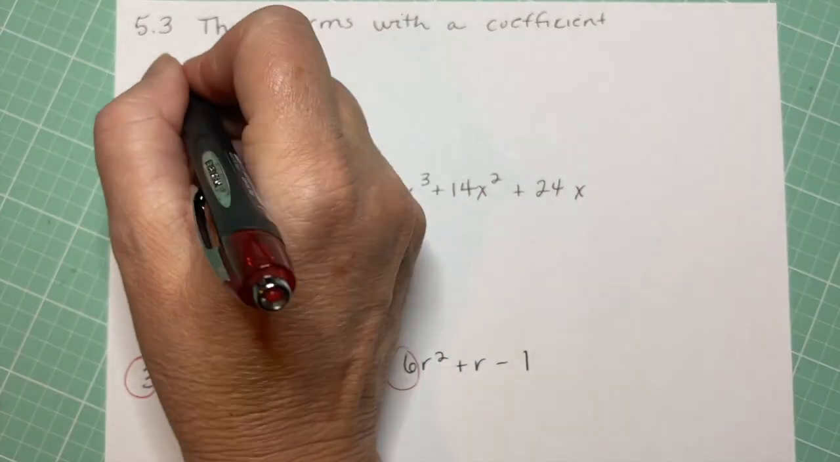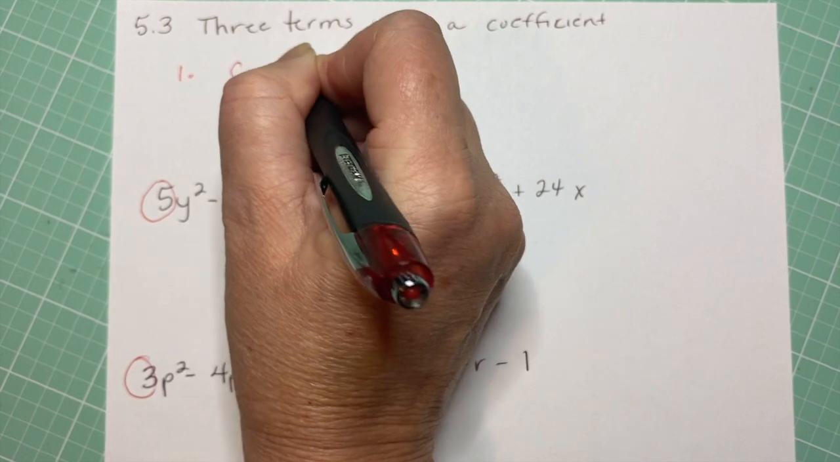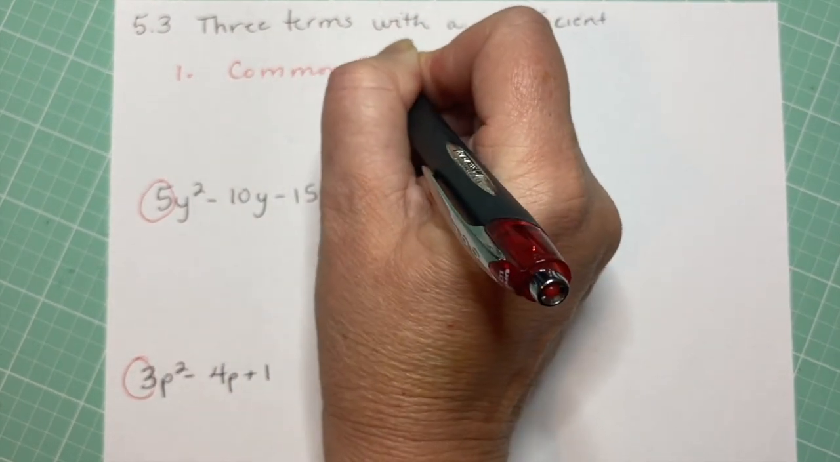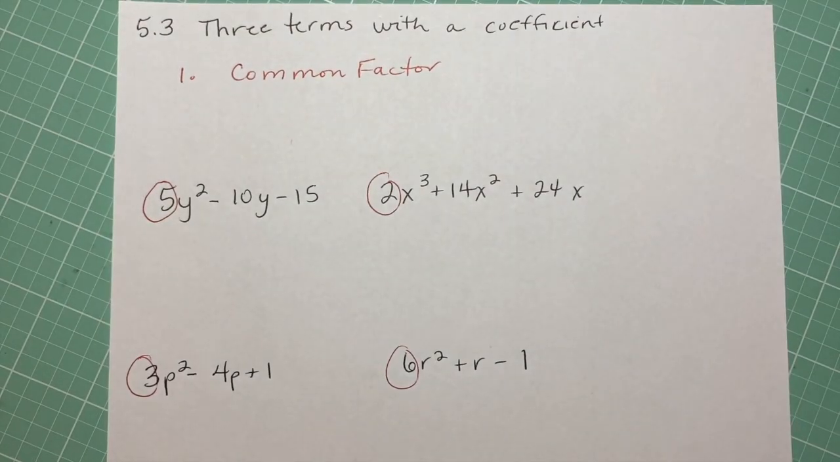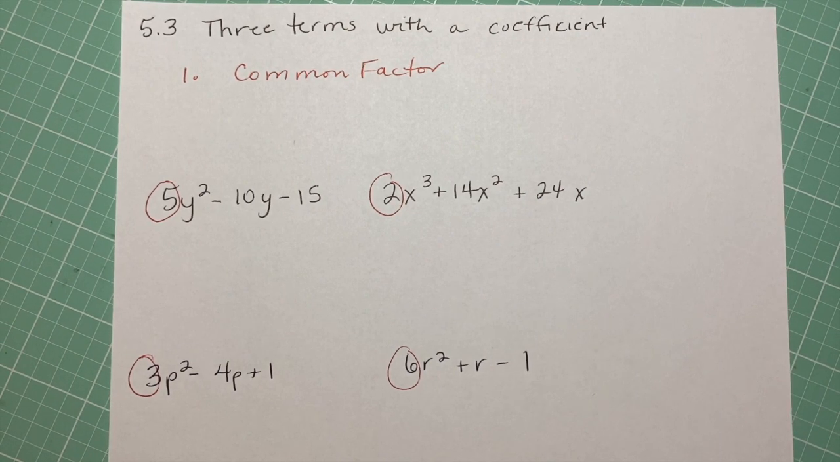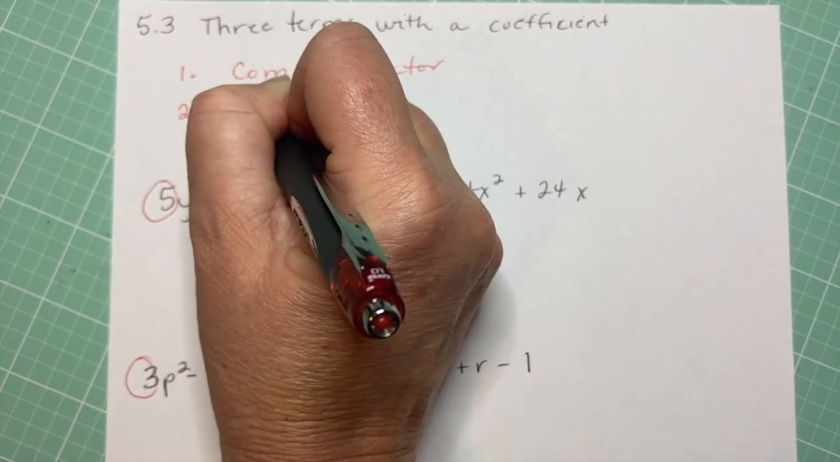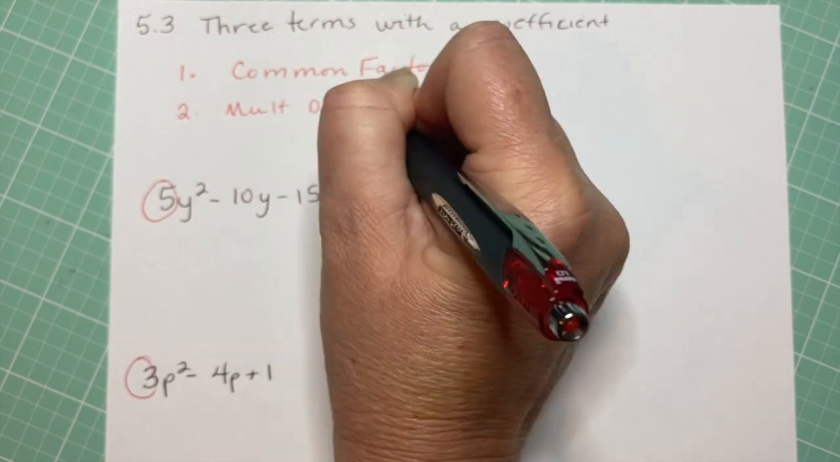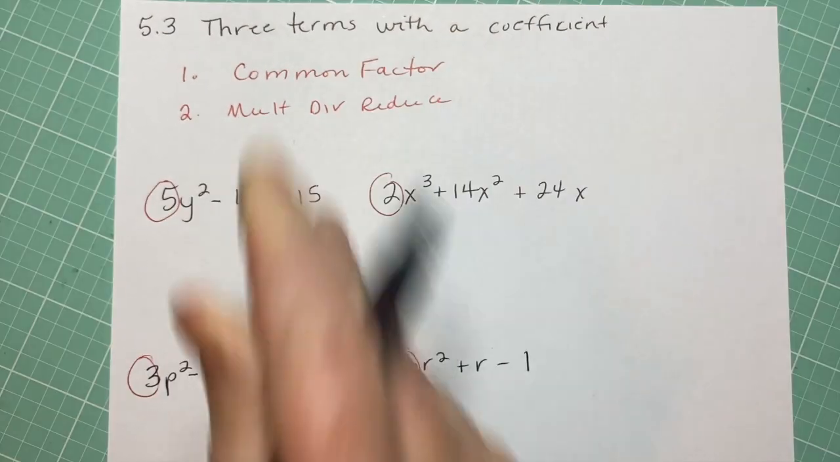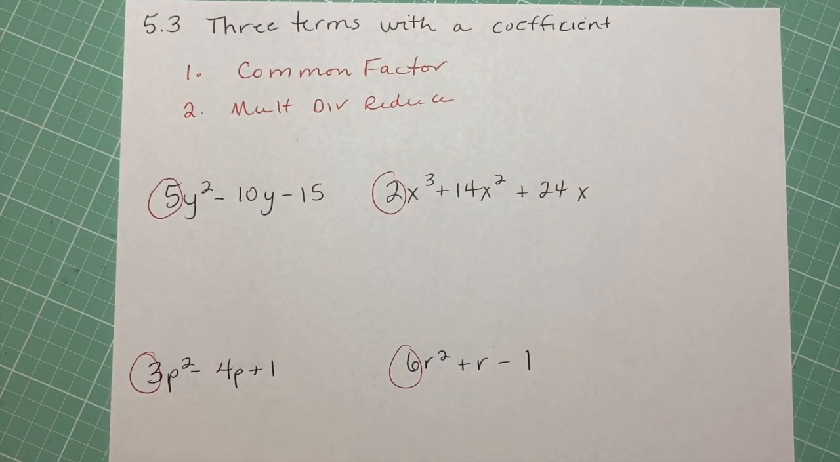But the first thing you always want to check for is a common factor. If it has a common factor, then you always want to do that first because you won't get the correct answer if you don't. I'll explain that a little bit more. So you first check for a common factor, and if it doesn't have a common factor, then we're going to do what I call multiply, divide, reduce. Again, that's not mathematical terms, that's just an easy way to remember the steps, and I'll explain that in a minute.